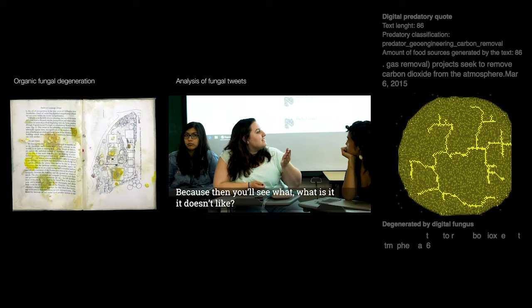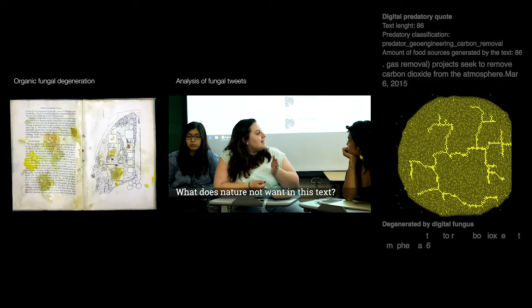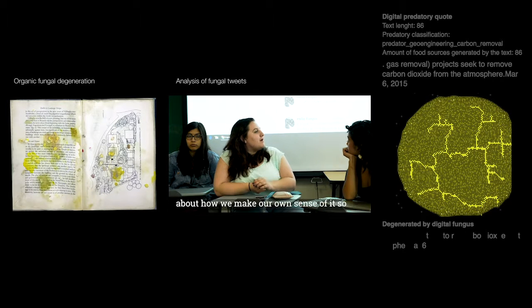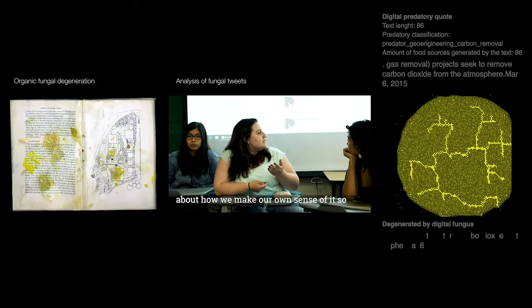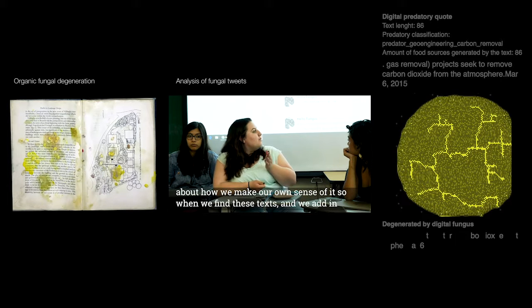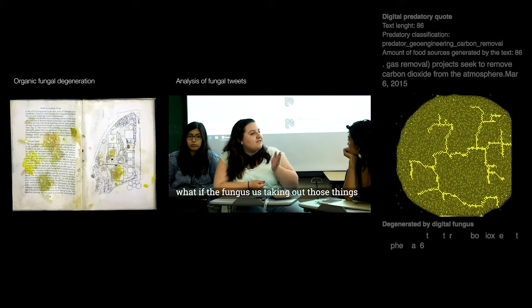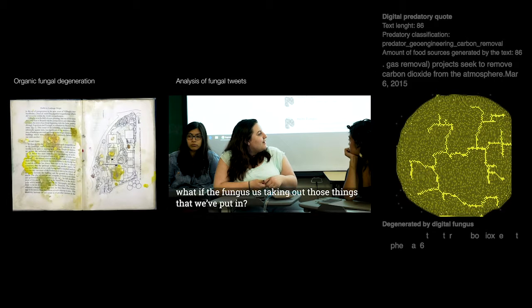Side by side, what is it, what does nature not want in this text? And then it goes back to when we were talking about how we make our own sense of it. So when we find these texts and we add in words to make sense to us, what if the fungus is taking out those things that we've put in? What if it's going back to the natural form of it?